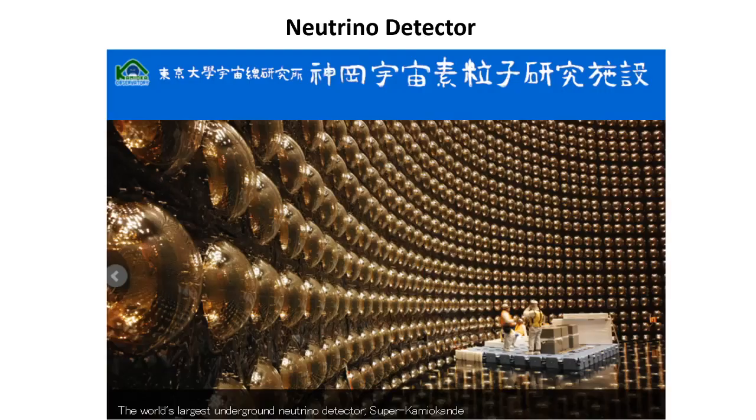This is the neutrino detector present in Japan, Super Kamiokande, and these are all photo detectors to detect those neutrinos. The probability of detecting a neutrino is very poor, and that's why we have so many detectors here to detect even the simplest neutrino if present.